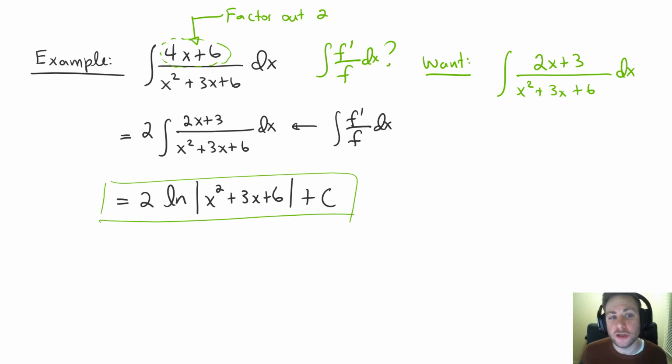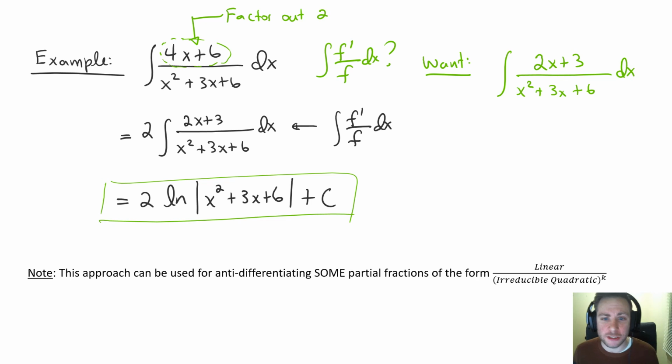Something you may have noticed about this example is that it's a linear over an irreducible quadratic. So this was actually a partial fraction. And you should remember that anti-differentiation of partial fractions is an important goal for us, since it would solve the entire problem of anti-differentiating rational functions in general. We've just found that this strategy of letting u equal the denominator can be used for anti-differentiating at least some partial fractions of the linear over irreducible quadratic type. So this at least puts a dent in that goal of anti-differentiating partial fractions.